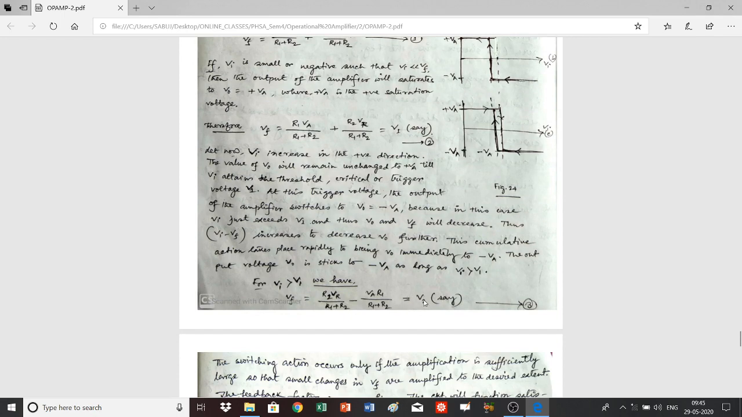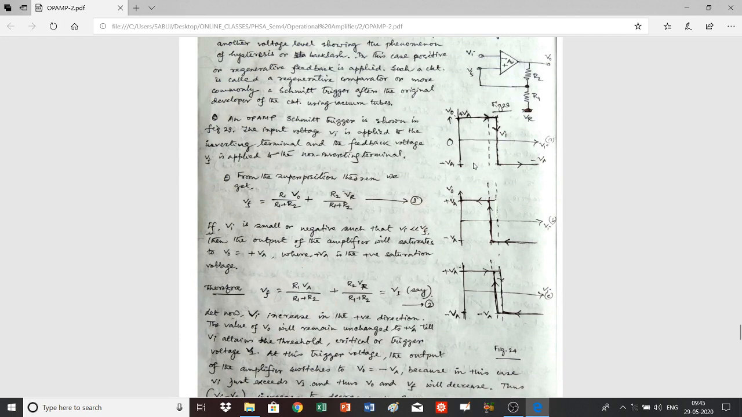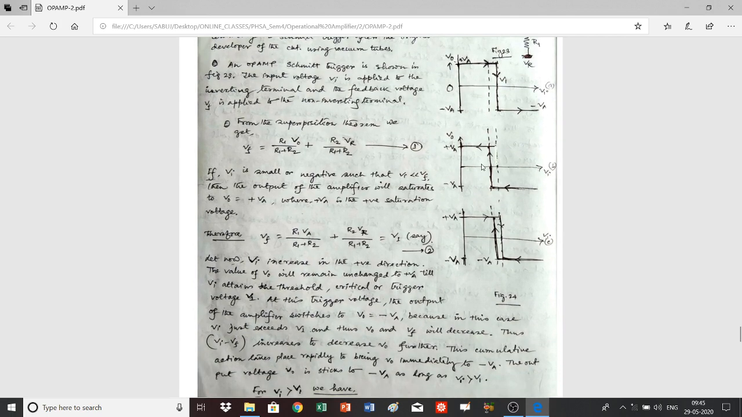Say this is V2. So in this case, switching action is observed. Now let us consider that the input voltage is now decreased in the opposite direction. After the input voltage Vi was increased, the voltage profile was as shown in this figure, and in such a way the output voltage was changed.